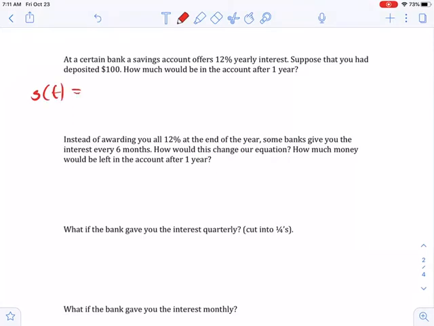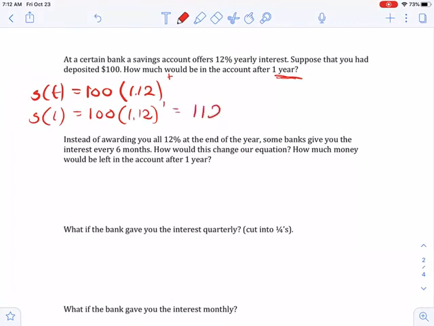So my savings over time equation here would be 100 times 1.12 raised to the first power, because I'm only going to be getting that money once. If I'm trying to figure out how much after 1 year, if I put a t there, this s of 1 would be 100 times 1.12 raised to the first power, which we don't really need a calculator for. We're just going to end up getting $112 after 1 year.